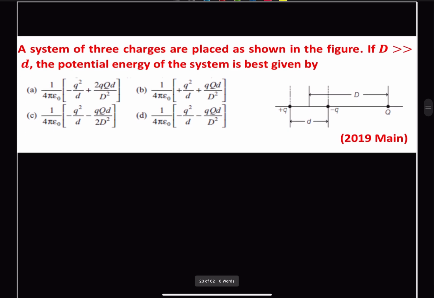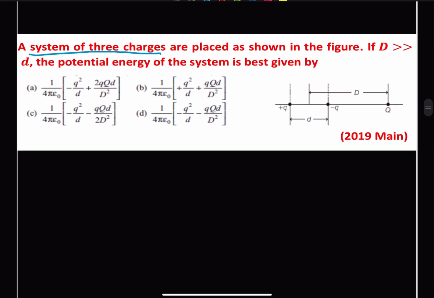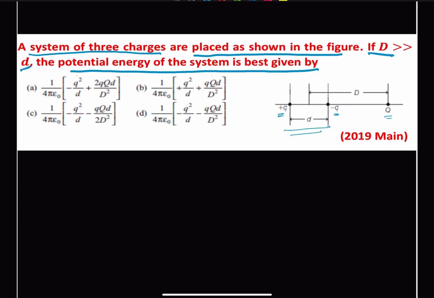It states that a system of 3 charges is placed as shown in the figure. If capital D is very much larger than small d, the potential energy of the system is best given by. The basic figure is given to us. We are given 3 charges, plus Q, minus Q and capital Q, and the distance between the plus Q and minus Q is small d, and the distance from the midpoint of plus Q and minus Q to the charge Q is given as capital D. So this question we can solve by using 2 approaches.